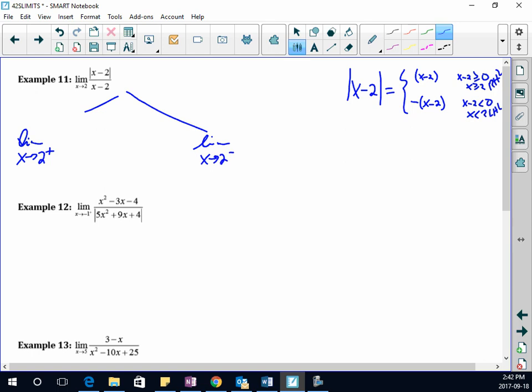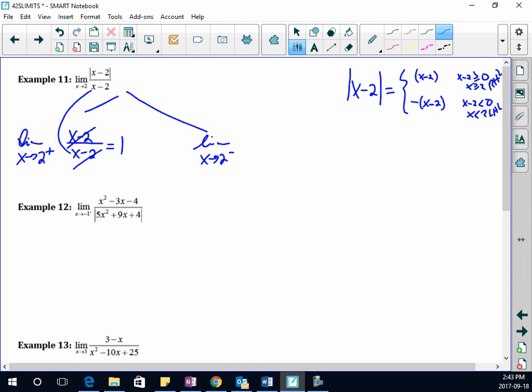So the right-hand limit, instead of the absolute value of x minus 2, what am I going to write? Just x minus 2. And if you want, you can put it in brackets, but you don't need it. X minus 2 over x minus 2. Does everybody see I'm just transferring that x minus 2 down? Yes? And what does that cancel? And what do we get? What's the limit? It's 1.